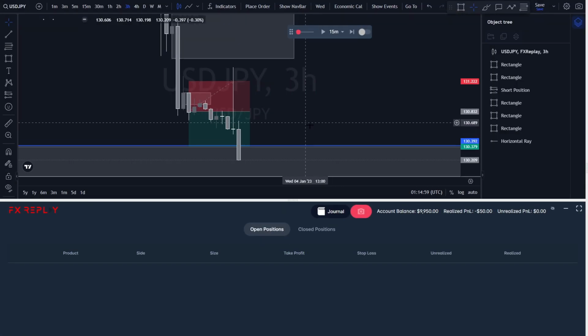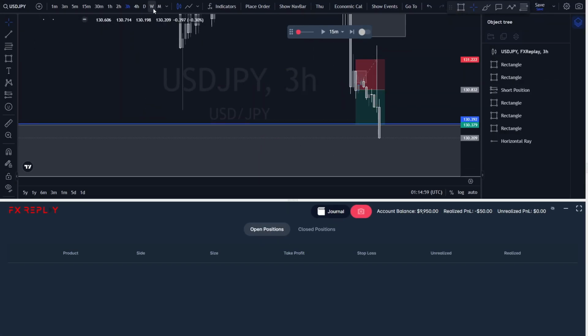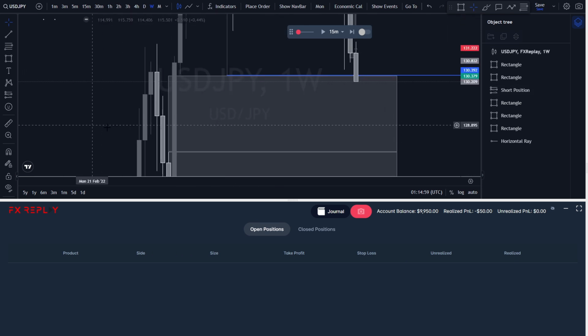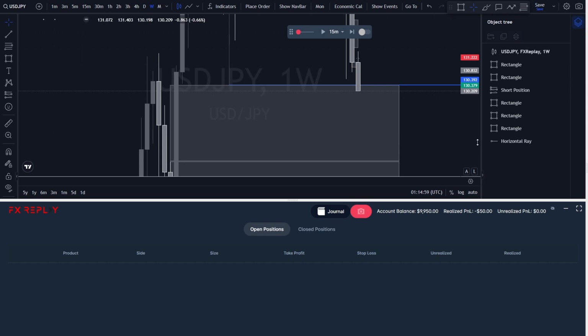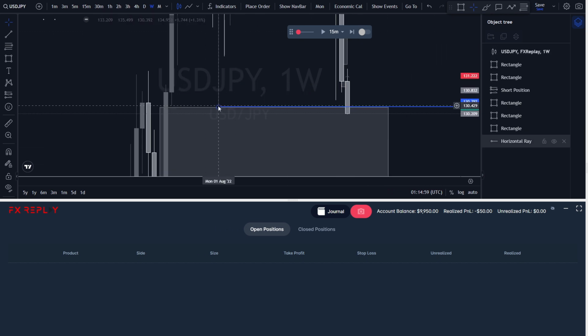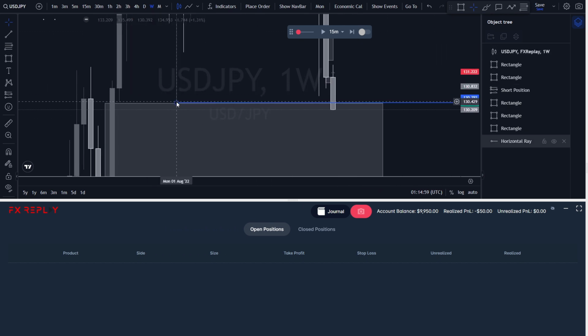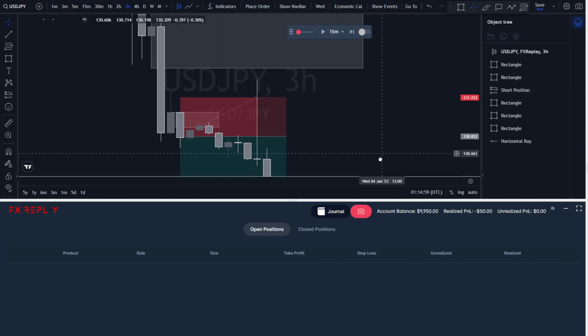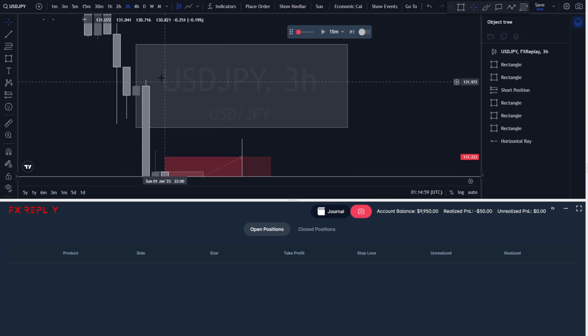First trade was a loss. The reason I entered was a weekly fair value gap right here. Below it is a weekly order block. Also an area of liquidity right above the fair value gap. So yeah, that's already pretty good. Well, right here there's also a 3-hour order block.